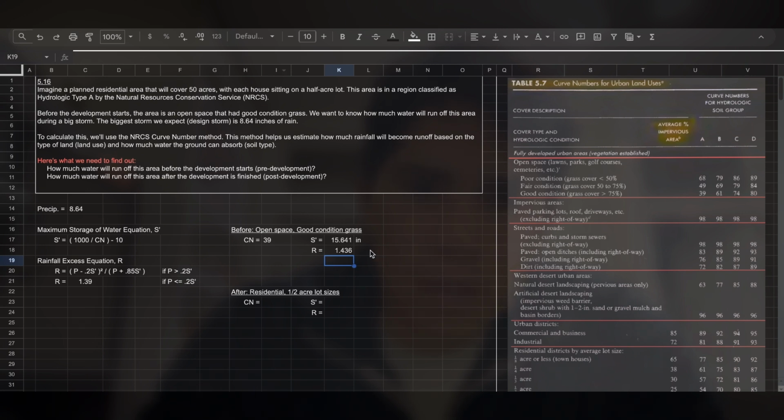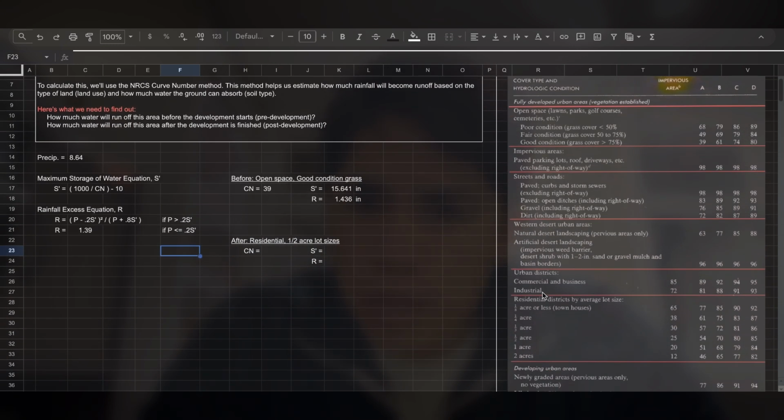So this gives us a runoff of 1.436. So this will be the runoff that we get before the development. And before I move on, let me correct this. Okay, that looks better. Now we do the same approach for the after, the residential.